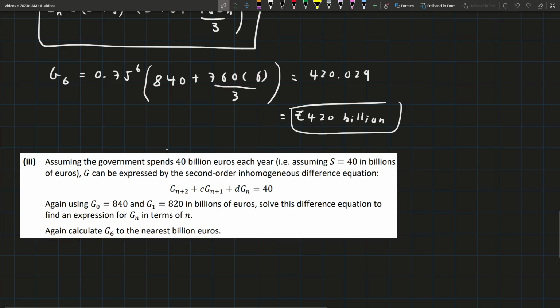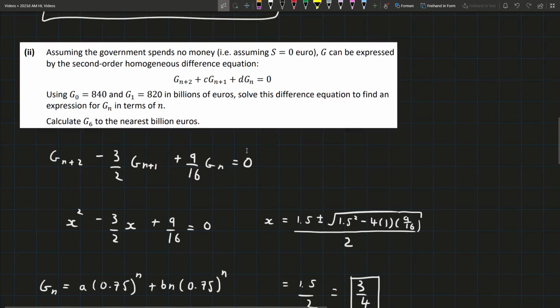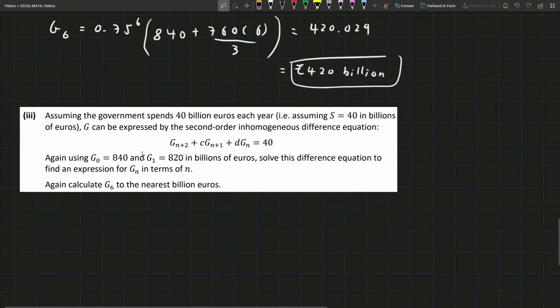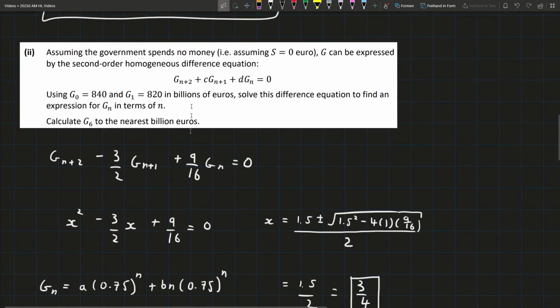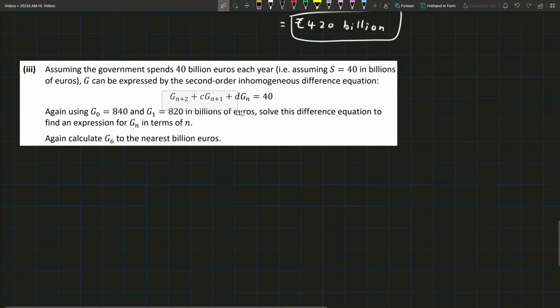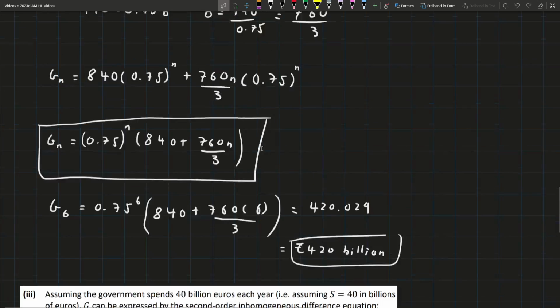In part 3, we're assuming that the government spends 40 billion euros each year, so it's no longer homogeneous because we have a 40 on the right-hand side instead of just a 0 like we had up here. And we're told to just solve it again. We have the same initial conditions, and then calculate g6 again. So we can kind of reduce some of the work because the homogeneous part, the part with the gn's, is actually going to be the exact same here as here.